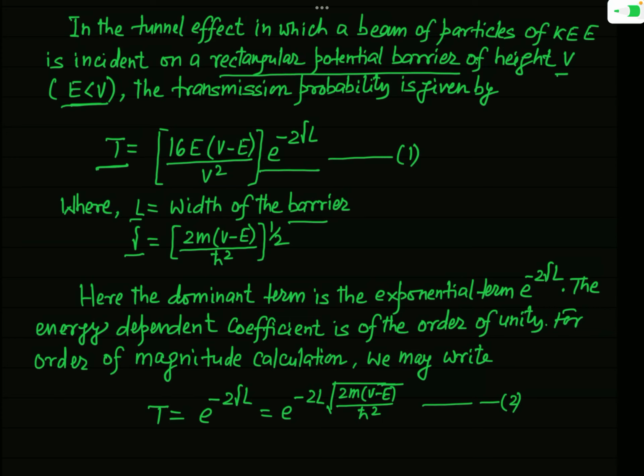In fact, in this expression 1 for the transmission probability, this factor inside the square bracket, that is the energy dependent coefficient, is almost equal to unity, or you can say it is of the order of unity. In fact, the maximum value of this coefficient of energy term is equal to 4. Maximum value is 4, and its order is almost equal to 1. So actually, in this expression for T, this exponential term is the dominating term.